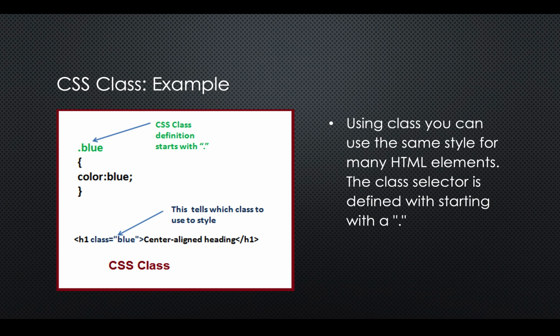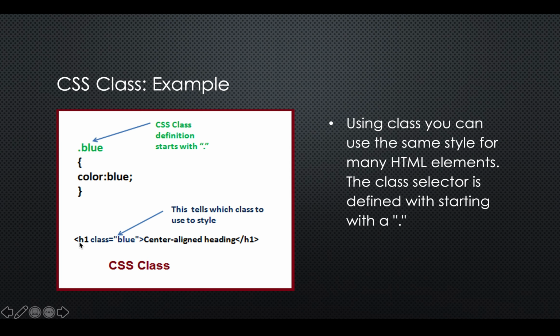Another example with this would also be in your CSS folder or in your CSS file. Using a class, you can use the same style for many HTML elements. The class selector is defined starting with a dot. So it starts with a dot here. So this is when you make your own class. You start with a dot and then you define it here. This tells which class to use.